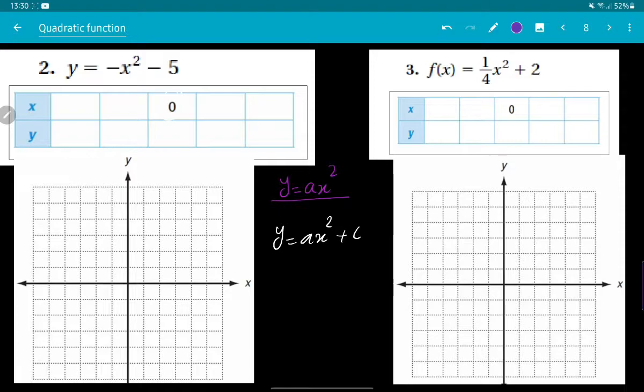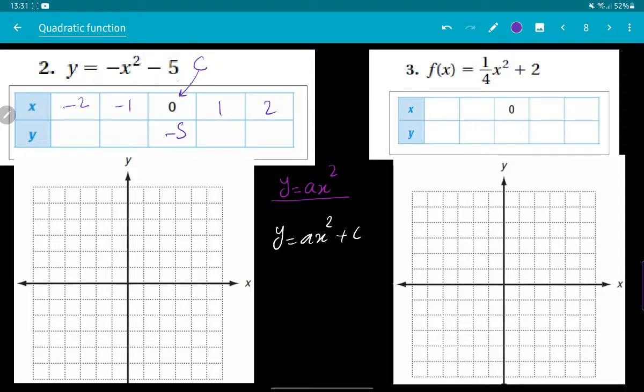So when there's no b, we put 0 in the middle of the table and go 1, 2, -1, -2. Then try to find the values of y. When x equals 0, it's 0 squared, which is 0, so it's 0 minus 5, it's -5. So you will notice that this c comes always with 0.